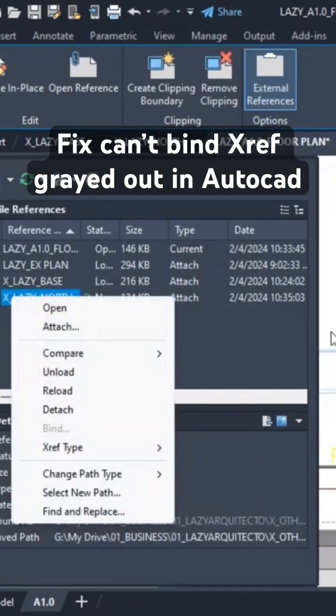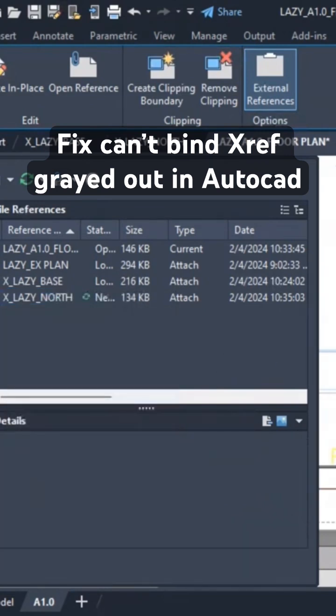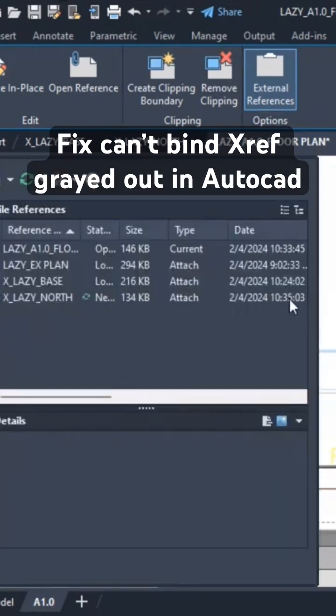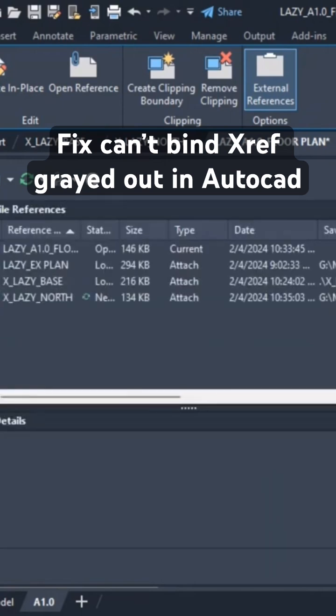Okay, again, this is a very common problem in AutoCAD. You cannot bind your Xref. And the problem is, I mean, the solution is very simple here. If we check or inspect our Xref palette, so let me expand my Xref palette so you can see what's going on. You can read better and understand.